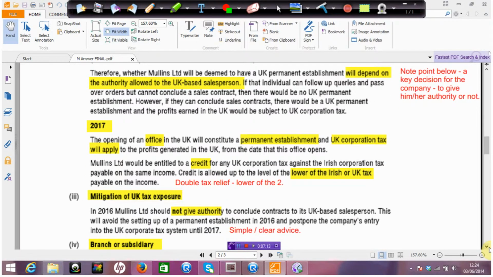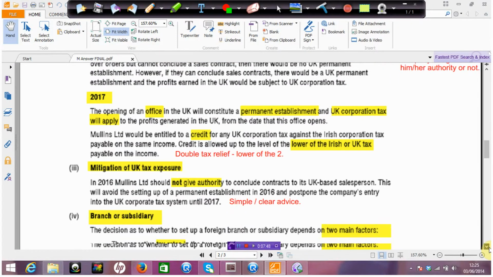2017, we've got an office, and that will, regardless of authority or otherwise, constitute a PE, and therefore foreign CT will be relevant. Obviously DTR is potentially relevant too, this idea of getting a credit for any foreign CT against the Irish corporation tax liability. Part 3 asks you for a little bit of planning advice, and that focuses on Mullins Ltd not providing authority to the individual. As soon as they do, they've got a PE, therefore foreign CT, and a foreign tax regime to deal with. Maybe that might be a bit of hassle for them.